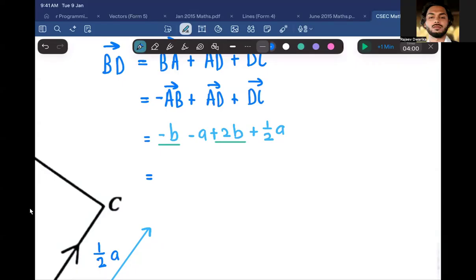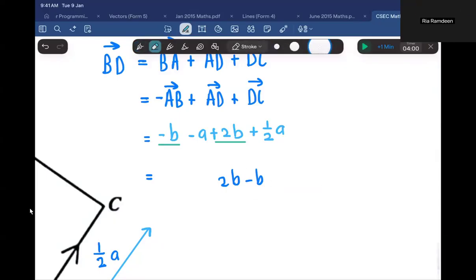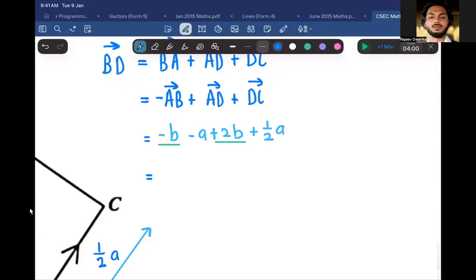What's negative B plus 2B? If that's confusing you, just put negative 1 plus 2. Another way I could write negative B plus 2B is 2B minus B. What's 2B minus B? So 1B. If I take away B from 2B, I remain with 1B. But we're not actually writing 1B. We're just going to write B, because it's the same thing as B.